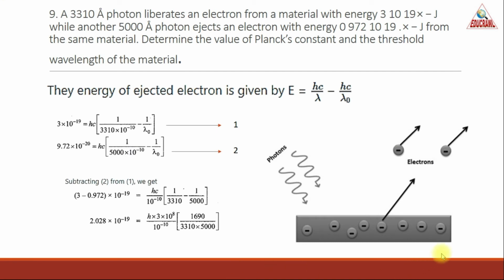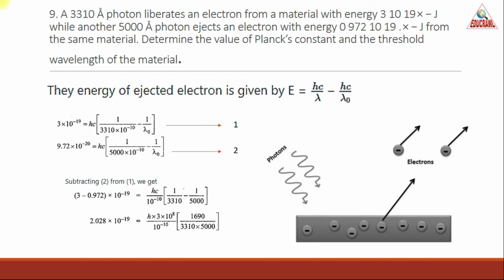The ninth one, a 3310 Armstrong photon liberates an electron from a material with energy 3 into 10 power minus 19 joule, while another 5000 Armstrong photon ejects an electron with energy 0.972 into 10 power minus 19 joule from the same material. Find the value of Planck's constant and threshold wavelength of the material.